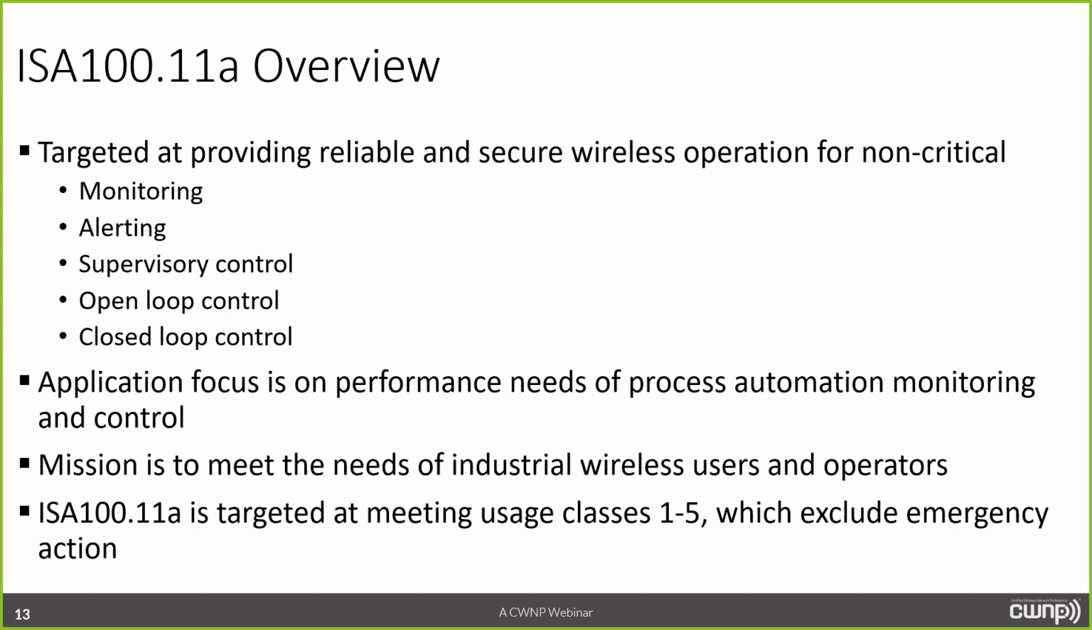The application focuses on performance needs of process automation, monitoring, and control, and to work in industrial environments. It is aimed at meeting usage classes 1 through 5, which excludes emergency action. So explicitly, it states in the standard that it does not have intention of being used for emergency action, just 1 through 5, which is basically regulatory control, supervisory control of closed and open loops, alerting, and logging.